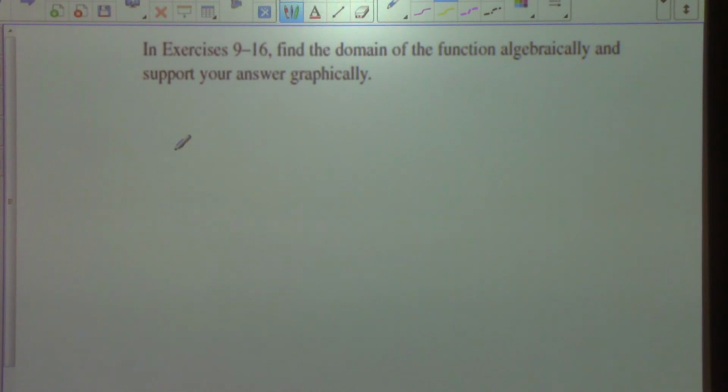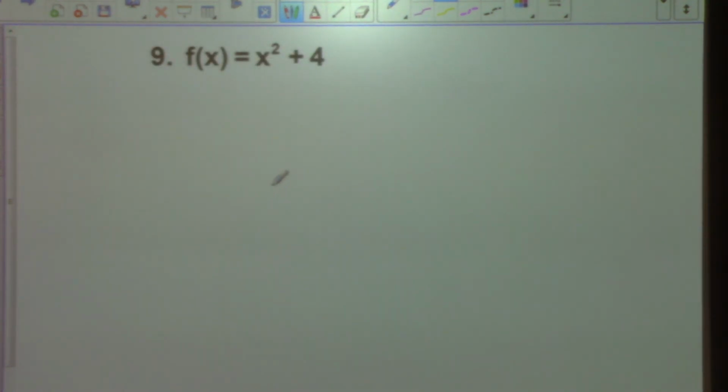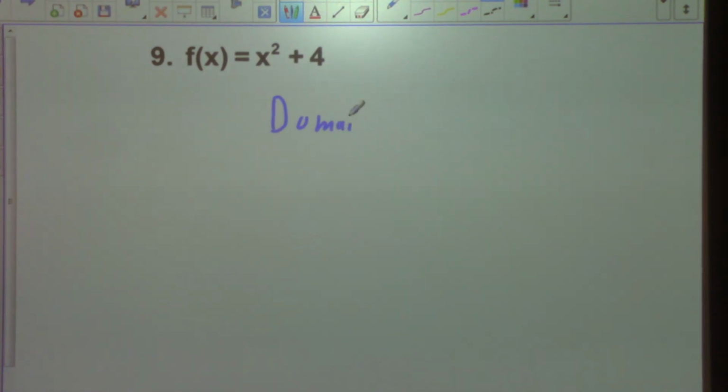Okay, and also, we're going to do 9 and 10 on the front side here. Two more. So this one right here, we want to find the domain of the function algebraically. What is the domain of this function here? Negative infinity is less than x is less than positive infinity.